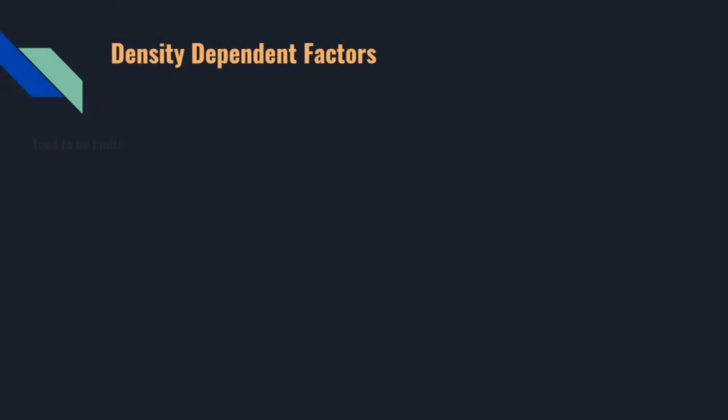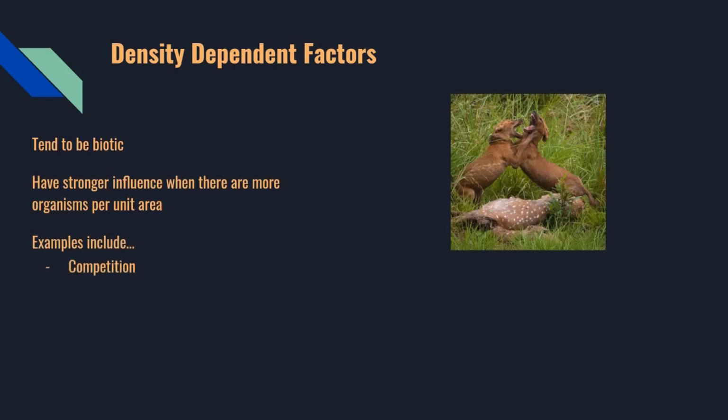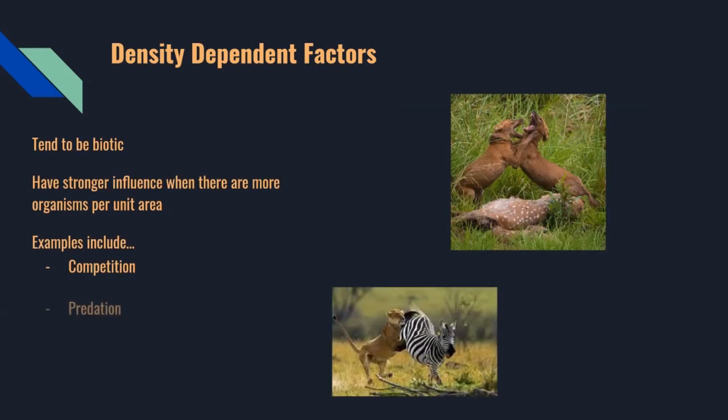To start with, density-dependent factors tend to be biotic, and they have a stronger influence when there are more of the organism in the area. So, some examples of this include competition. If there's more organisms in a population, they are going to compete more for the resources that are available. And because of competition, some of them will be able to survive while others will die out. Another example is predators or predation. If there's more of a species there, more of a population, they're more likely to be attacked by predators, which means that they will die out as well.